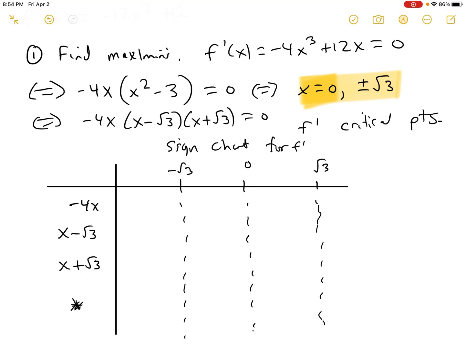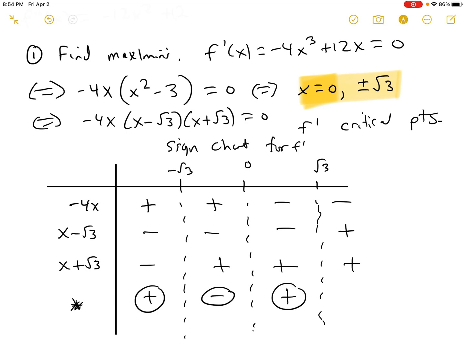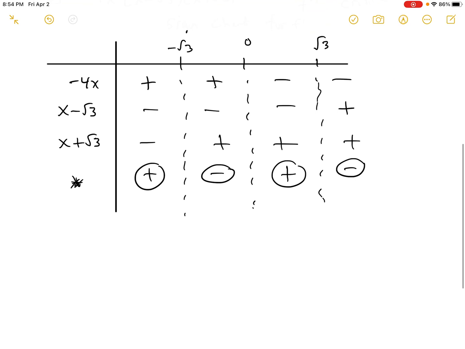So this guy is going to be positive on this side and negative over here. This is going to be positive over there and negative everywhere else. And this guy's going to be positive over here and negative everywhere. So we have plus, minus, plus, minus. So here's the shape of f.